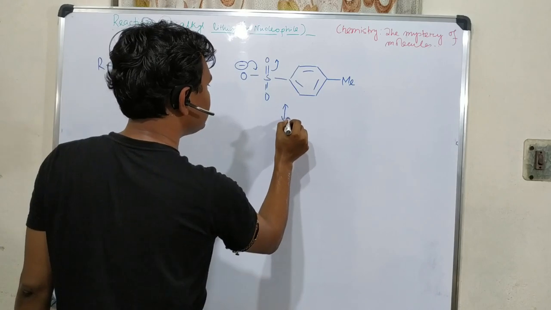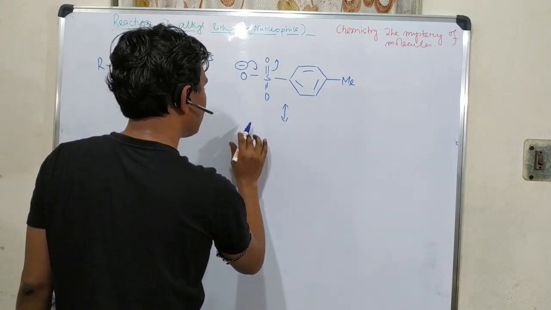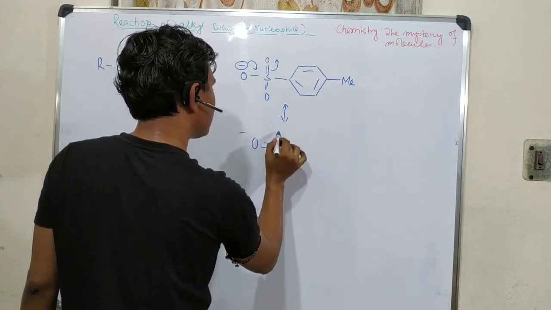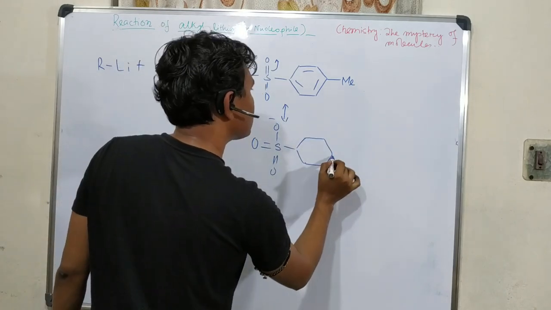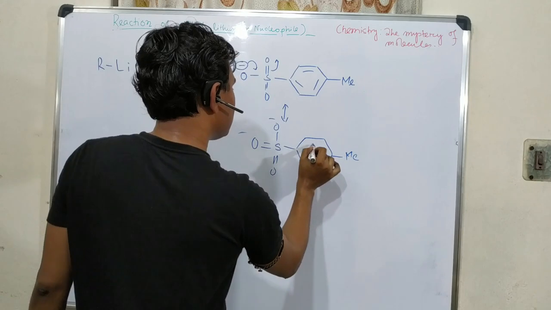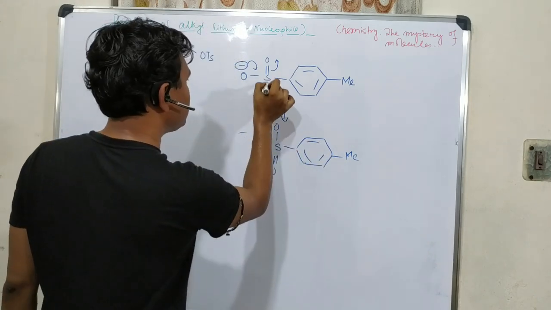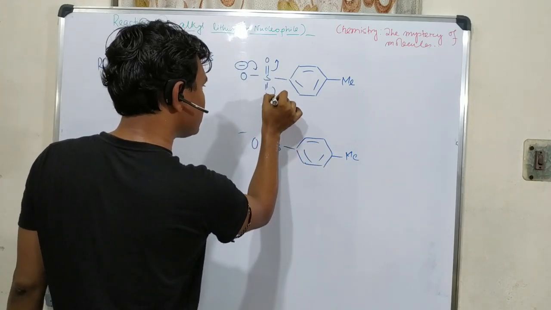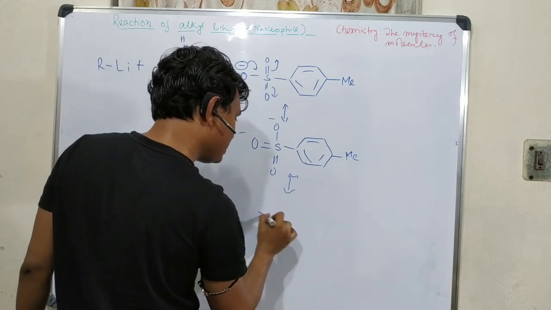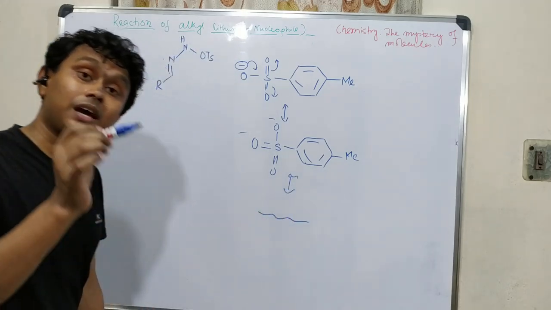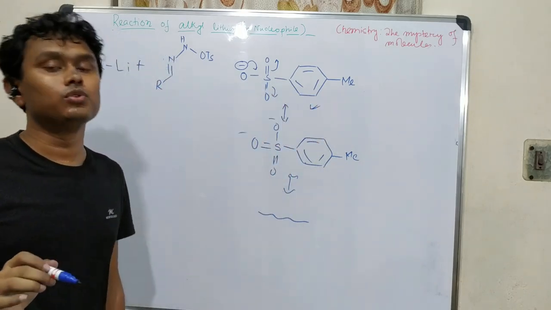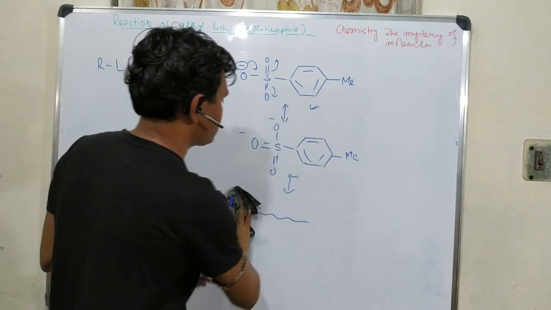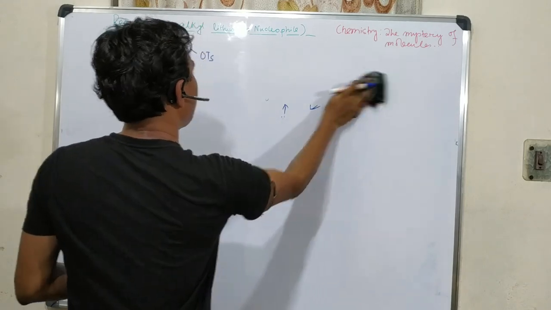Okay, so what could be the structure? O, again this methyl. Secondly, it could have similar conjugation with this also, to produce another structure. So there are three equivalent canonical structures. That's why this anion is very stable and it's a very good leaving group. Okay, that's why this tosyl is taken. So now we will see what happens.